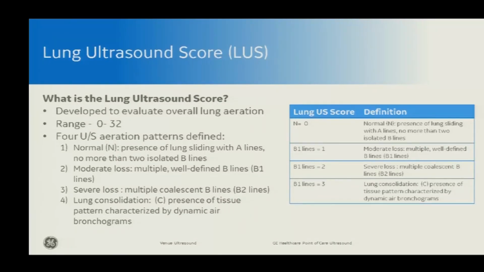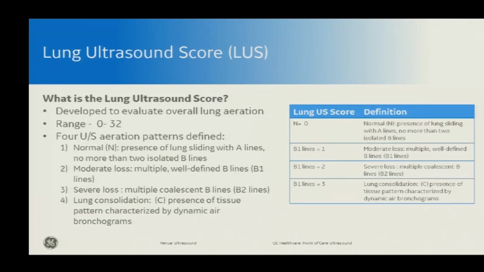Now, you've probably noticed on Venue that we actually will give a lung ultrasound score based on a survey of the lung. So what is the lung ultrasound score? This was a score that was developed, and it's been published in the literature. And it's been developed to really evaluate the overall aeration of the lung. The range is from 0 to 32.